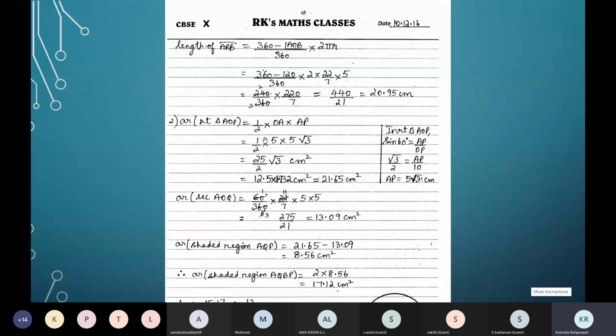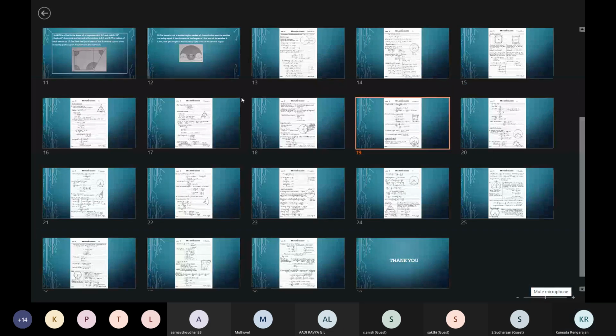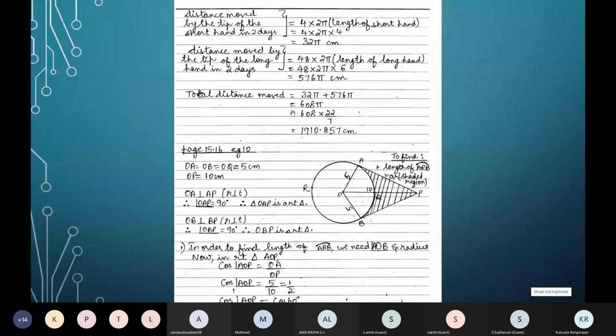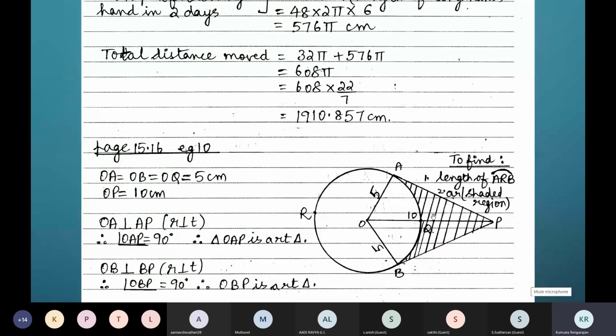What you see here is, let me explain using this slide. So in the working, we have found the area of this right triangle, and we have subtracted the area of this sector, and we have got the area of half of the shaded region. So that answer into 2 will give you the area of the complete shaded region. That's what you see here.